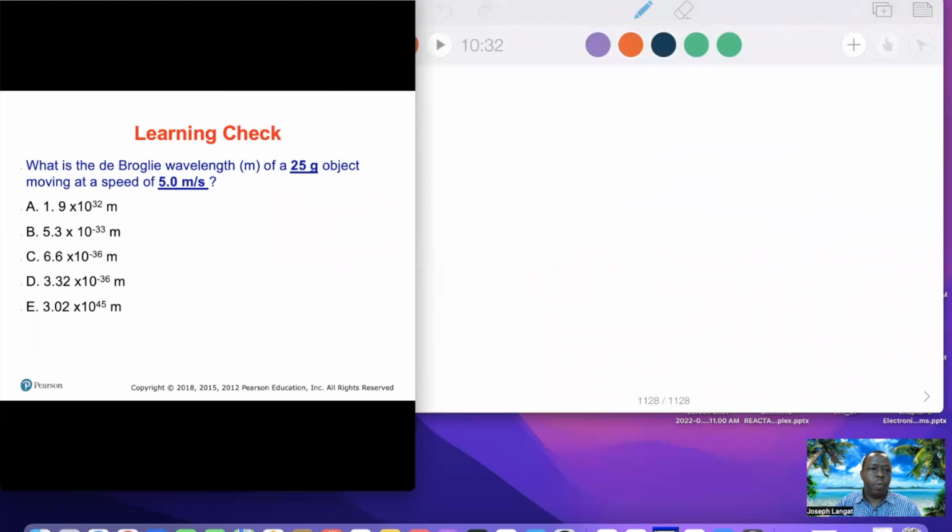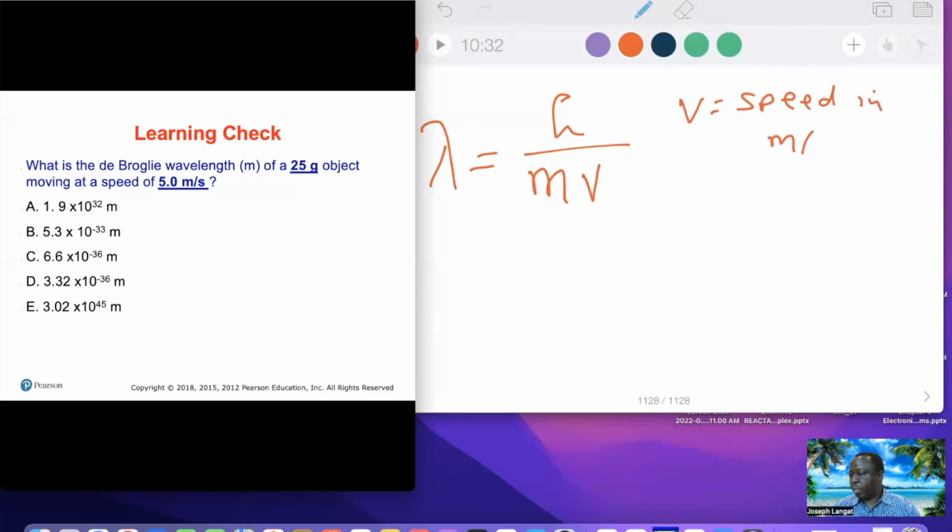Here is another example on the de Broglie equation. What is the de Broglie wavelength? This is specific. So here we are looking for the de Broglie wavelength. I'm going to plug in that. This will be mass in kilogram times speed in meters per second. The speed is 5.0 meters per second. Mass is 0.025 kg. I had to convert that.